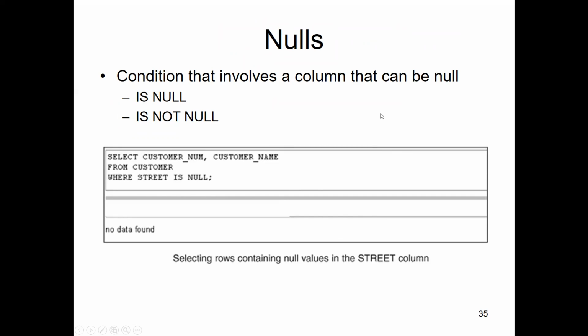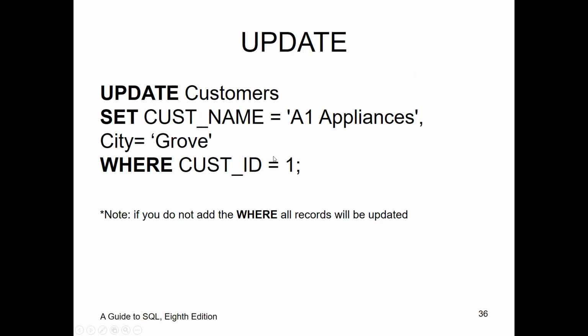The idea is that you could have a field which allows that you didn't know what it was. So maybe you had a customer and you know their name, but you don't know their street. So you allowed a null. In this case, none of our customers don't have a street address.